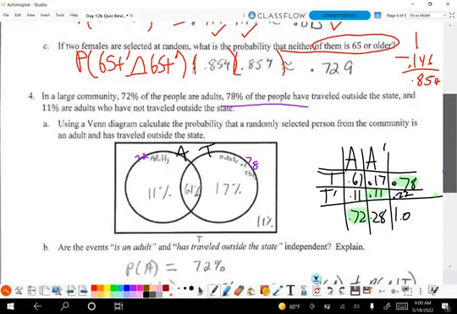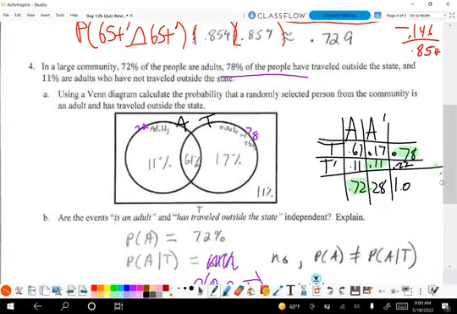For number 4, I can understand why that would seem to be a difficult problem, to fill in the missing probabilities when you are only given the universe, the not traveled outside the United States, and not an adult. And the only other numbers they are giving us are the 72 and the 78. So what we don't know is the adults not traveled outside the United States. We don't know traveled outside the United States but is not an adult. And we don't know the intersection.